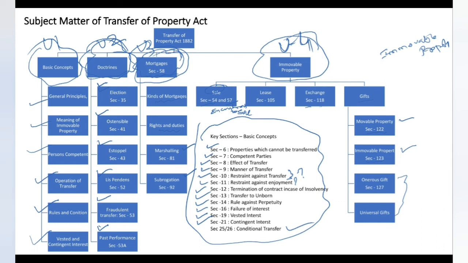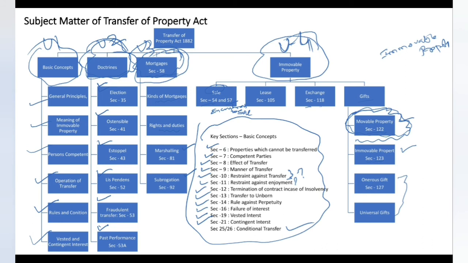One such example is section 122, which talks about gifts related to movable property. So that's why in the name, the word immovable property is not used. Clear, guys? So in most cases it deals with immovable property, and there is a clause for movable property gift in section 122.